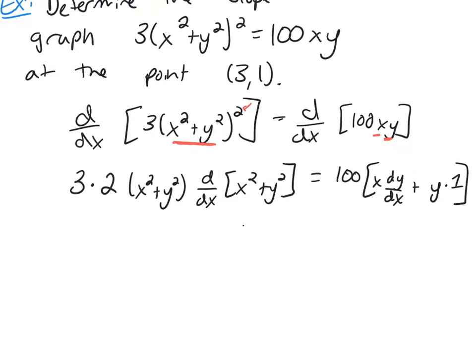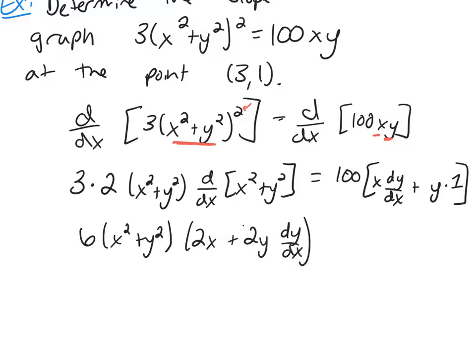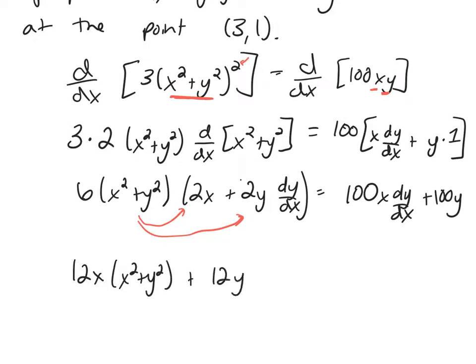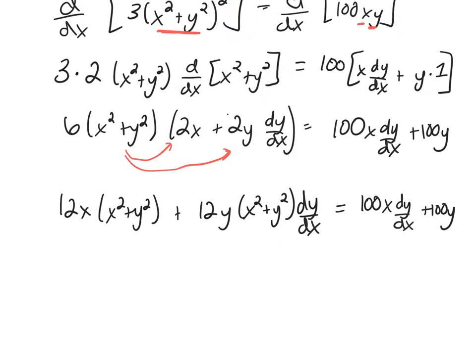So we get 2(3x squared plus y squared) times (6x plus 2y dy/dx) equals 100x dy/dx plus 100y. So I'm going to distribute here on the left. So I'll get 12x(3x squared plus y squared) plus 12y(3x squared plus y squared) dy/dx equals 100x dy/dx plus 100y. So I'm done taking the derivative.